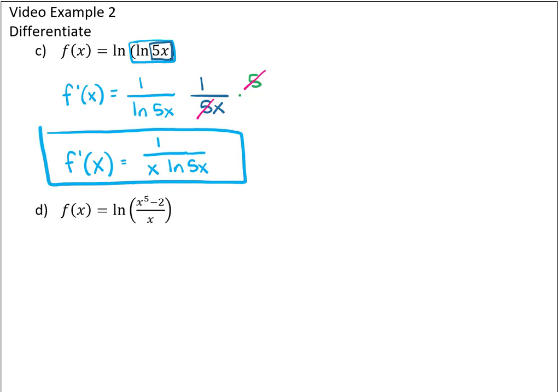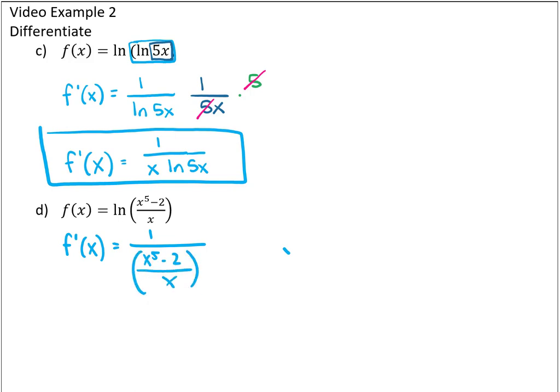Alright, now let's move on to the last question. We have f of x is natural log of this quotient. So we're going to find the natural log of this quotient. So the argument is this part, x to the 5th minus 2 over x. So to find f prime, we're going to put 1 over that. And then we're going to chain rule to find the derivative of that argument.